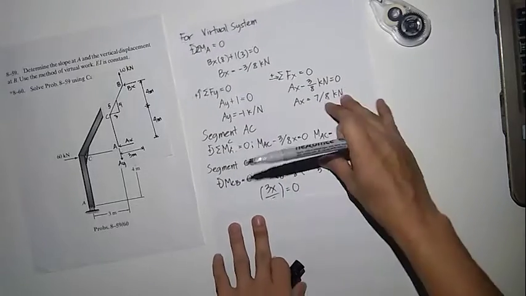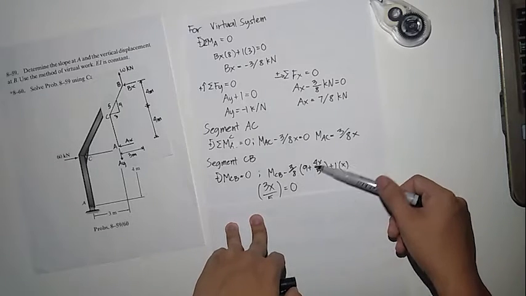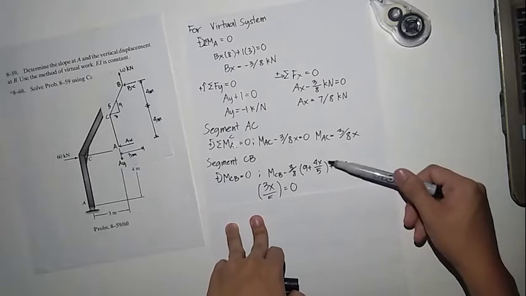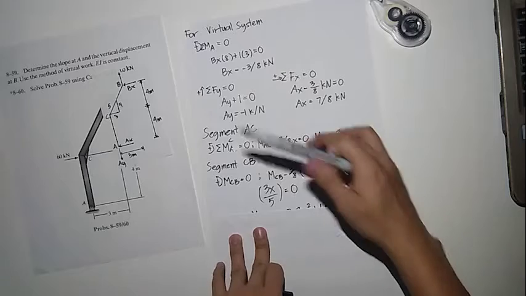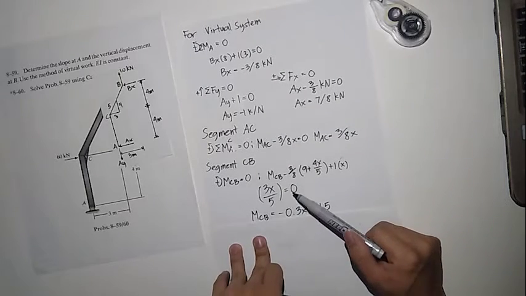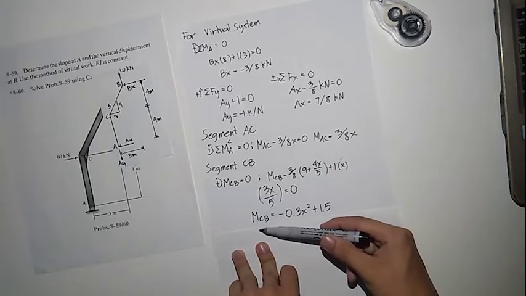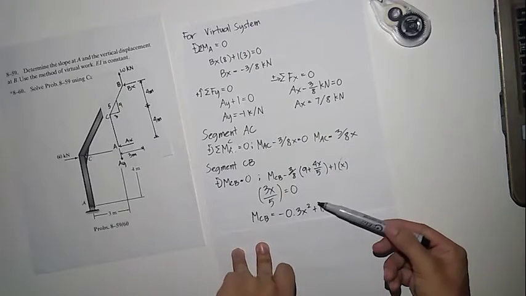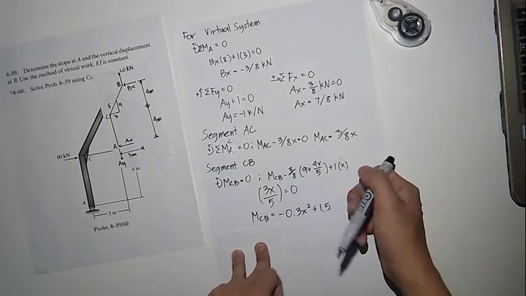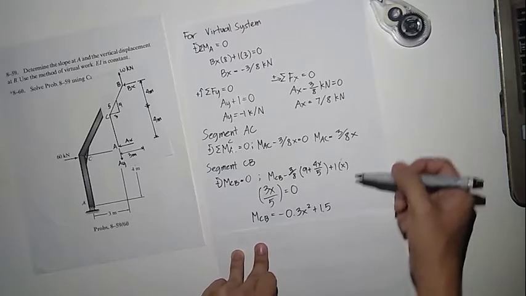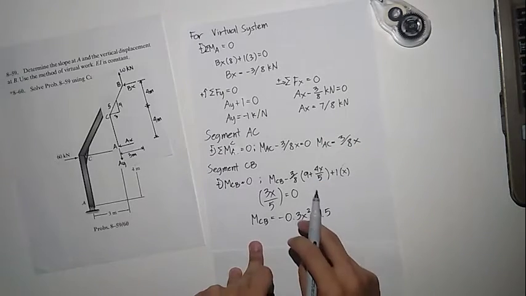Understandable na po yan. So, kuhaan po natin ang equation ng MCB: minus 3 over 8 plus 9 plus 4x over 5 plus 1 times x. So, makuha po natin ang equation na 3x equals to 0. So, ang kinalabasan po niya, ang equation po ng MCB is equal to negative 0.3x squared plus 1.5. So, continuation po yan dito, equals to 0.